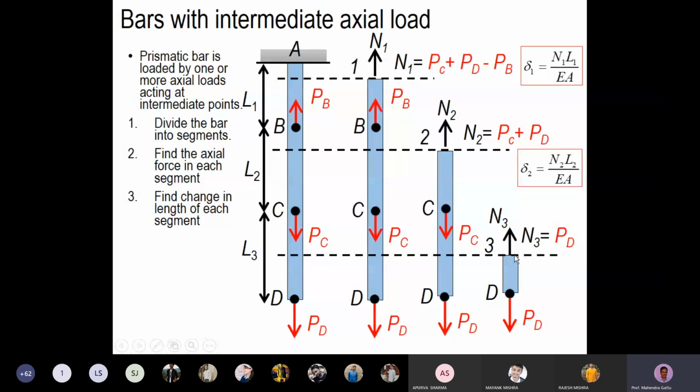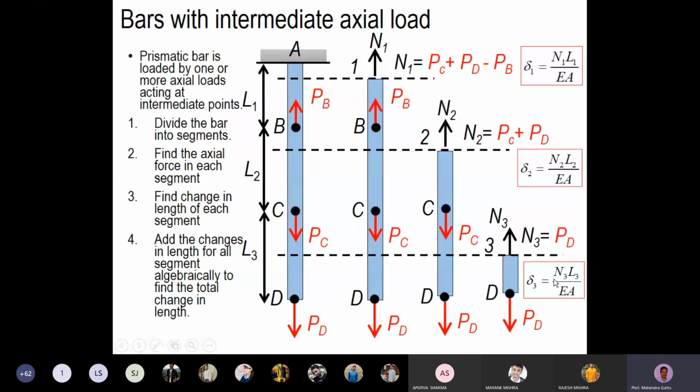And again, if you want to find the elongation of segment CD, we apply delta 3 is equal to N3 L3 by EA. So we have found the elongations of the individual segments AB, BC, and CD. These are delta 1, delta 2, delta 3. Now we can sum up all those 3 elongations and get the final elongation delta. So delta will be the sum of these 3 values. This is the case where we have a prismatic bar, but it is loaded intermediately with different axial loads. Now we will look at another case.